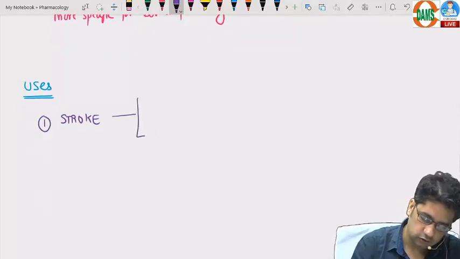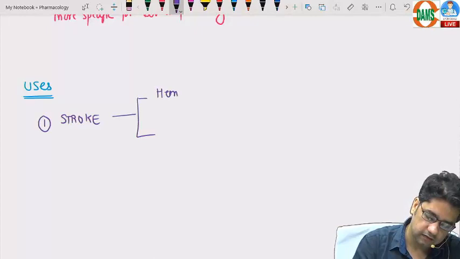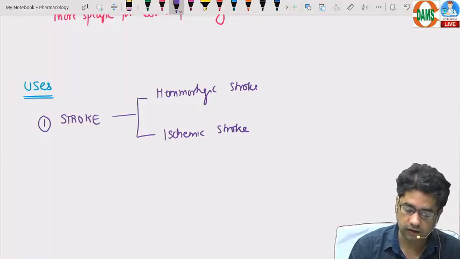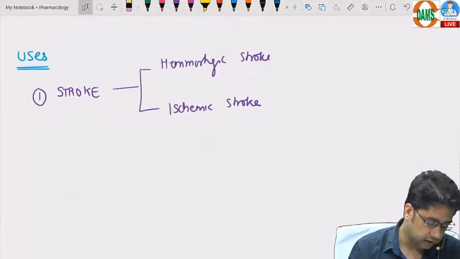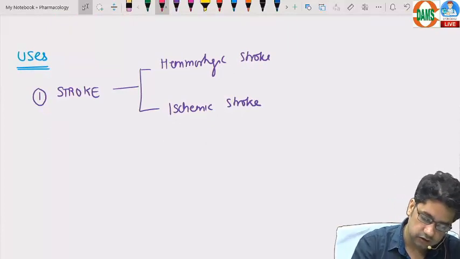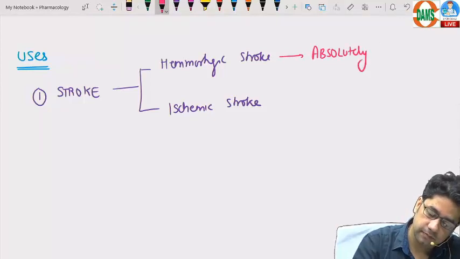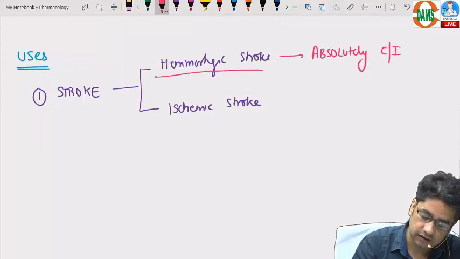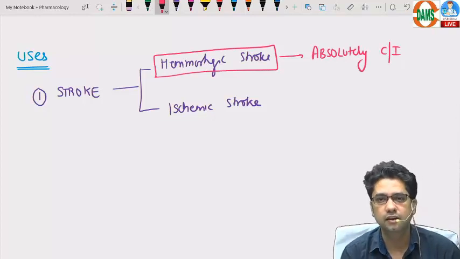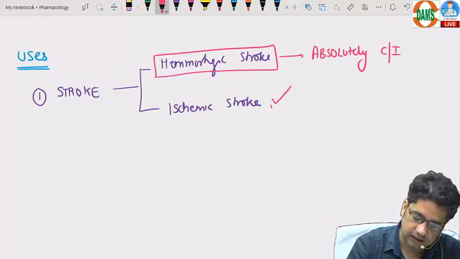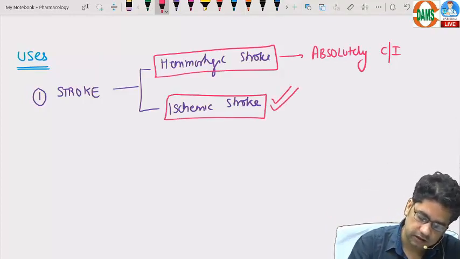There are 2 types of stroke. Tell me, in which stroke you will not give fibrinolytics? One stroke is due to bleeding, one stroke is due to blockage. Fibrinolytics themselves cause severe bleeding. Never even think that we will give them in hemorrhagic stroke. Sir, bleeding is already occurring, would you like to give fibrinolytics? No sir, they themselves cause bleeding. So fibrinolytics are given in cases of ischemic stroke.